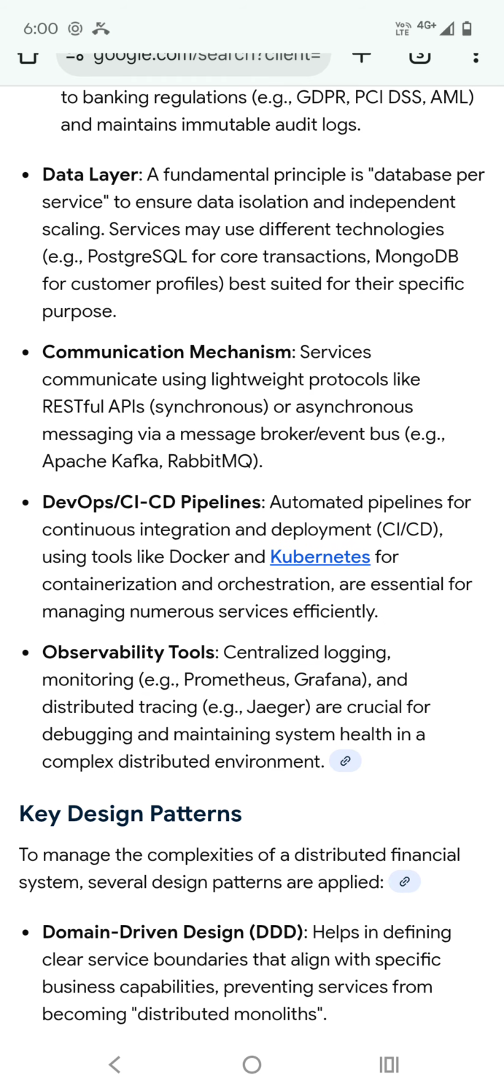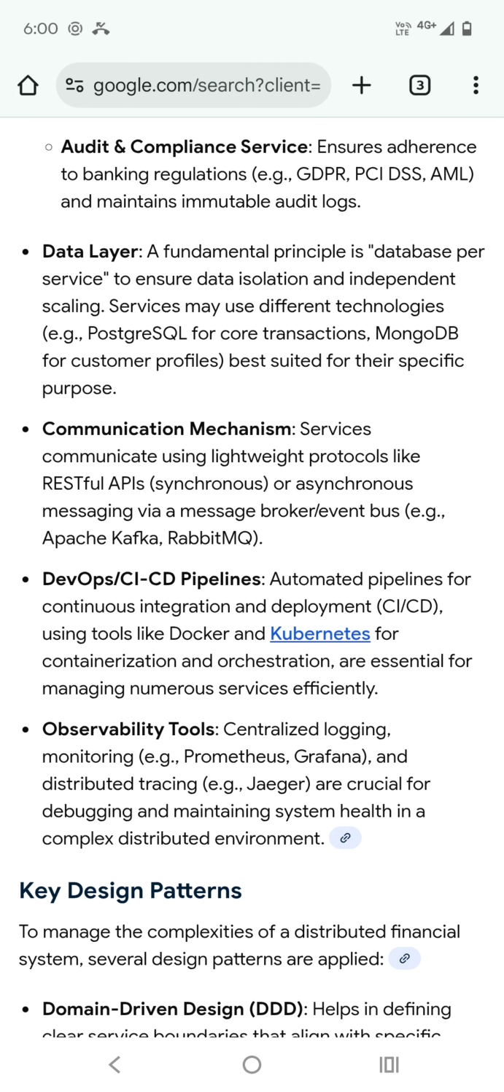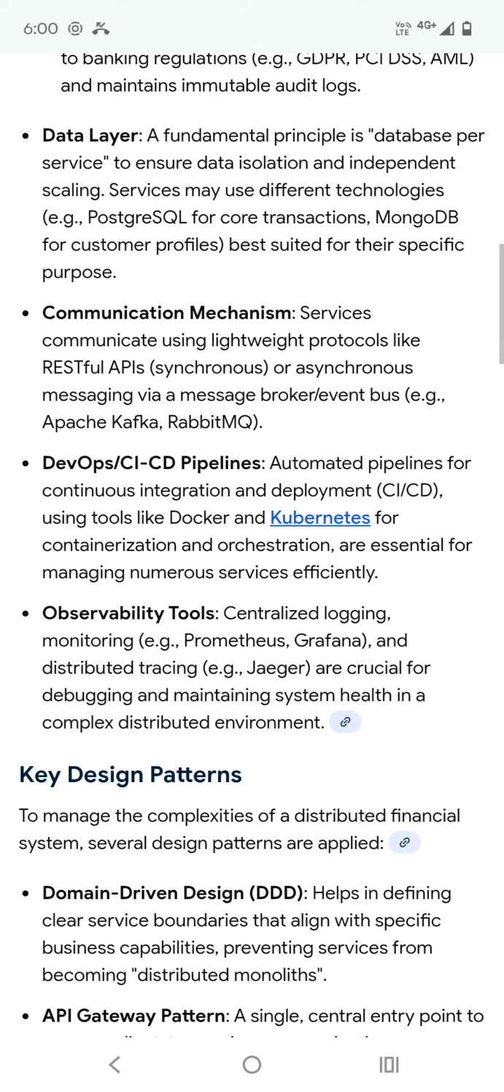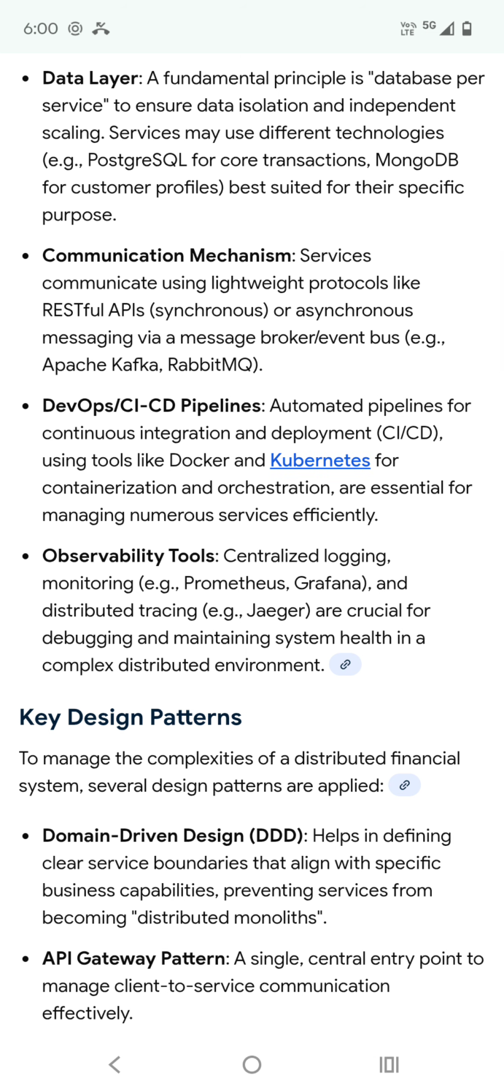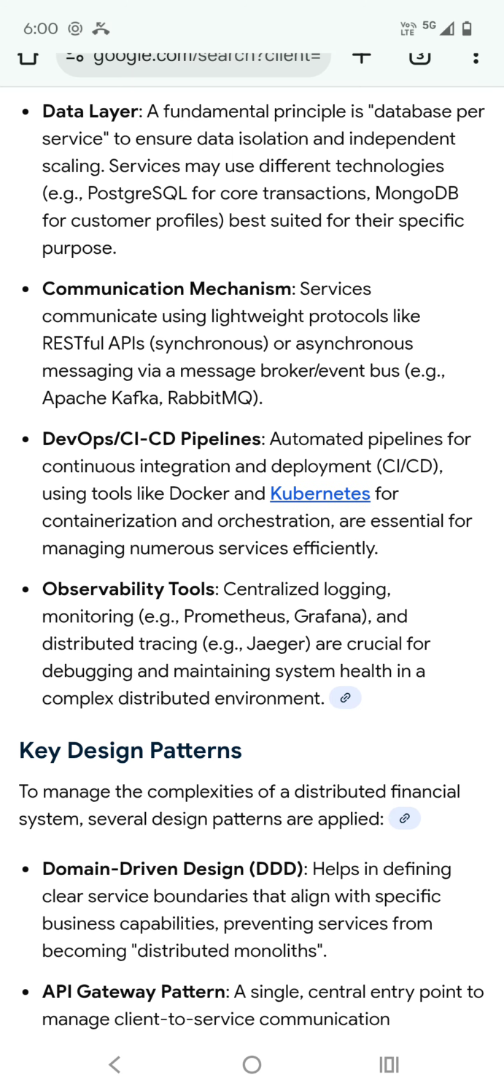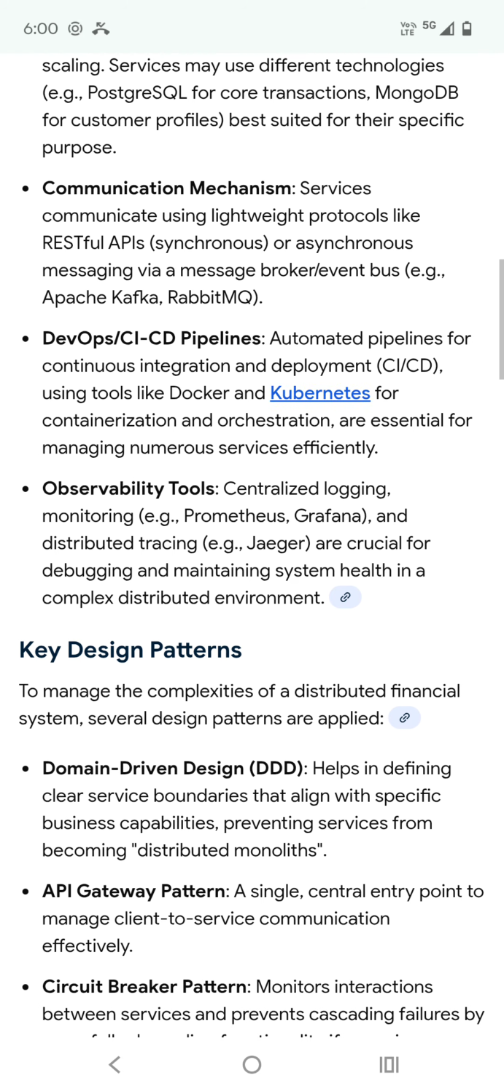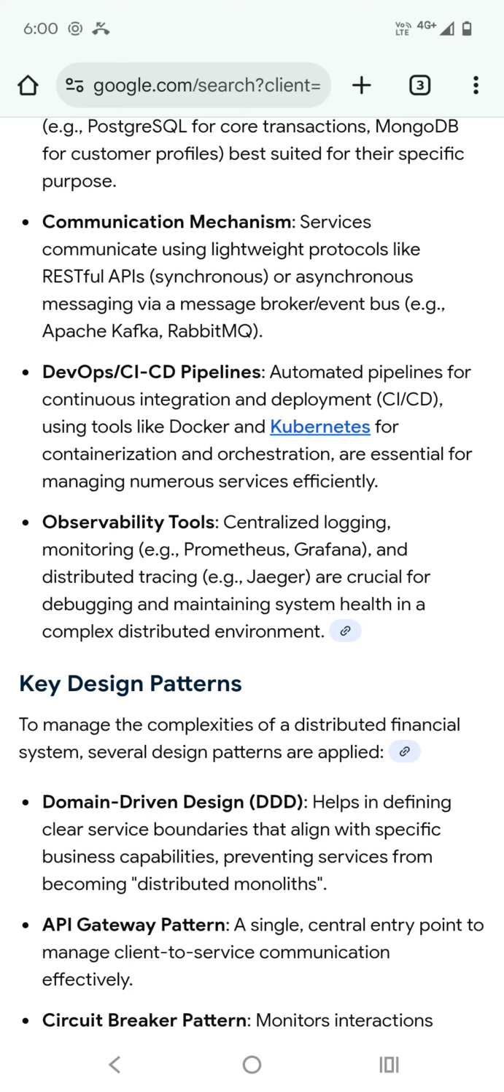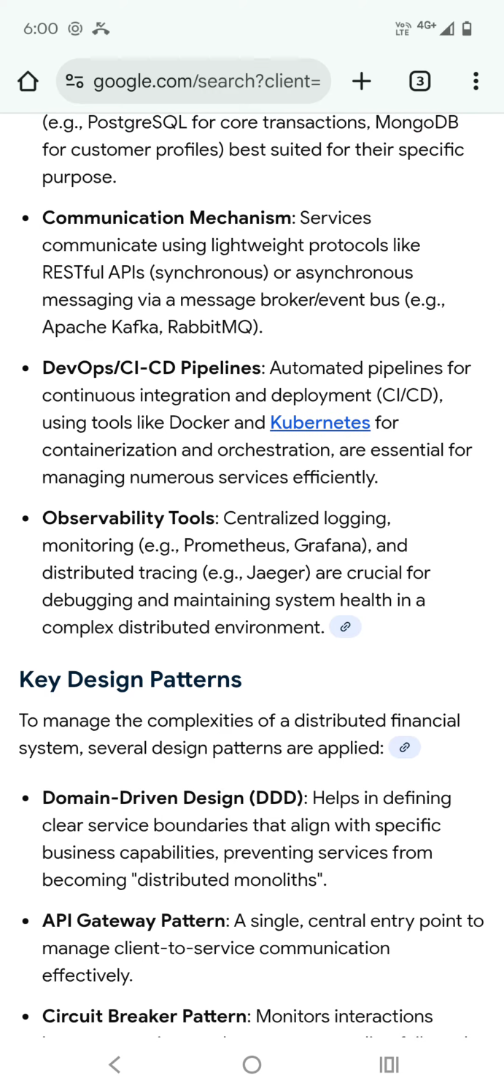You need to create automated pipelines or scripts, or you can use Jenkins or other tools for deploying your services onto servers. You can also use tools like Docker and Kubernetes for containerization and orchestration, which are essential for managing numerous services efficiently. That is why nowadays DevOps has become a very important practice for deploying microservices on servers and managing them.